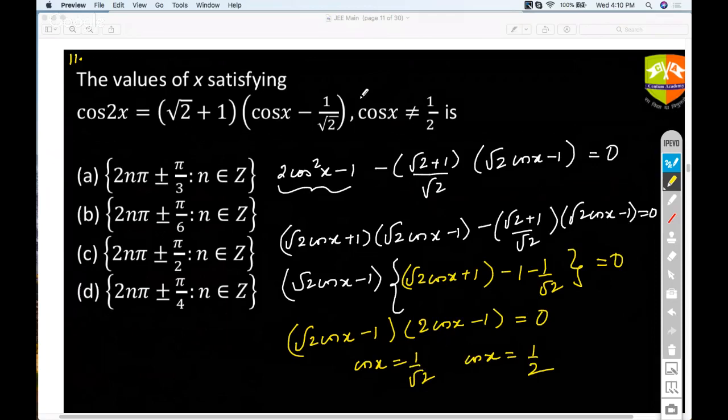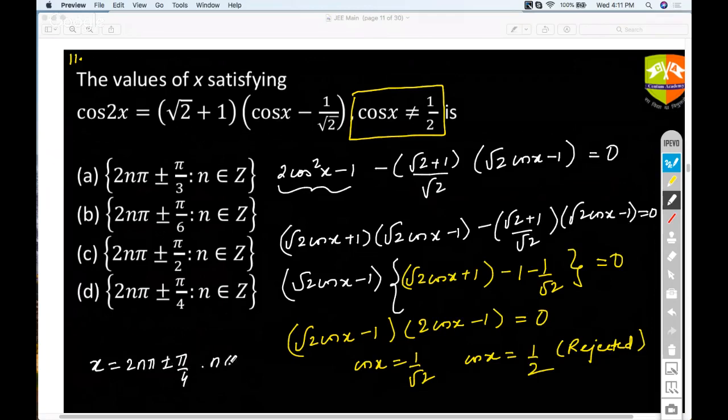But in the question it is said that cos x is not half. So this is rejected. So we have to write the general solution for cos x equal to 1 by root 2, which is x equal to 2n pi plus minus pi by 4, n belonging to integer. And option number D becomes the right option in this case.